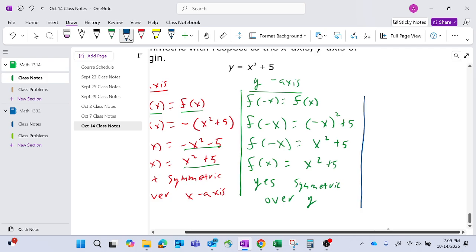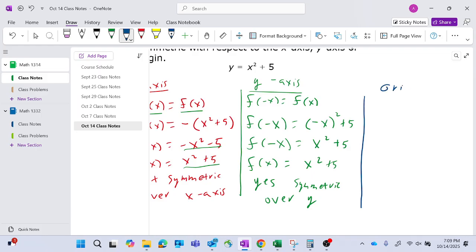Any questions about x and y axis? Are we good? All right, now for the origin. For the origin, remember this needs to be negative f of x equals f of negative x. So to solve for each one individually, negative f of x, that's negative of the whole thing, x squared plus 5.